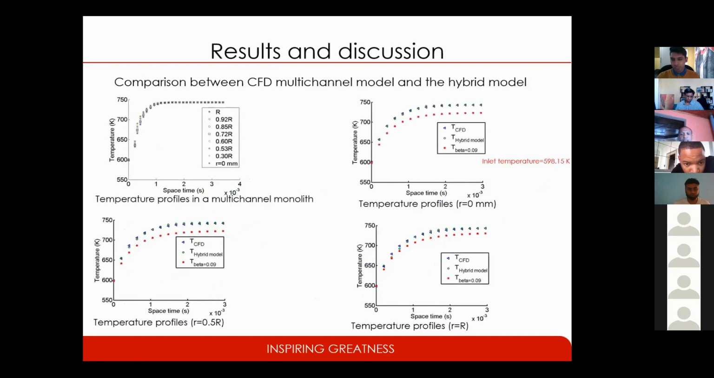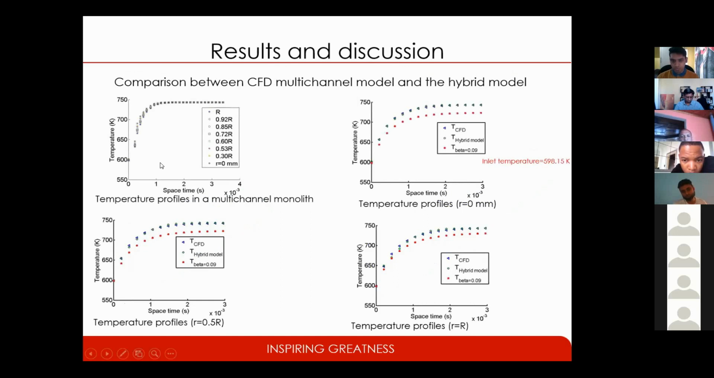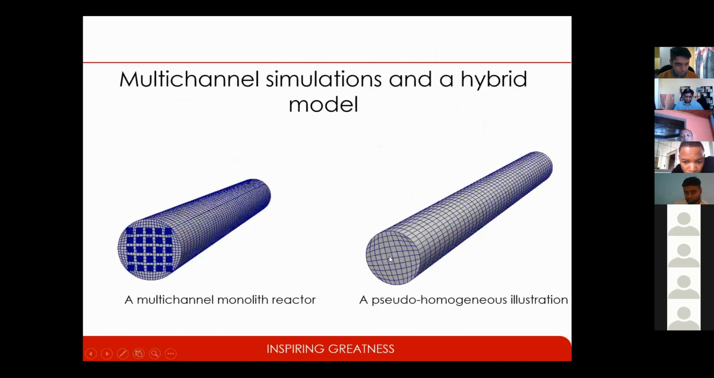Now, we said we want to compare whether, if you choose a certain radial position in the multi-channel and the same radial position in the pseudo-homogeneous model, this hybrid model will mimic what we observe in the multi-channel case. Remember, these are the temperature profiles in a multi-channel CFD model, and these are what we are going to compare with what will be observed in this pseudo-homogeneous approach upon using those two analytical solutions that I have spoken about.